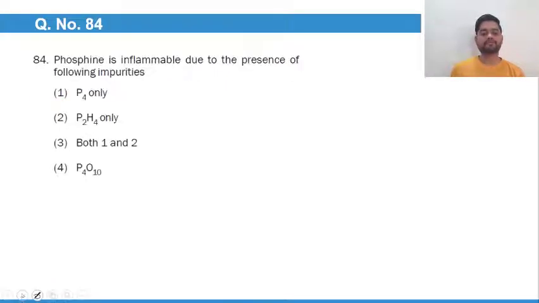Okay, then phosphine is inflammable due to the presence of following impurities. Pure phosphine is not inflammable, but if we add P4 and P2H4, if you add these two, it will become inflammable, and hence the right option will be option number 3. The right answer will be what? Option number 3. You have to add both the stuff. Okay, so that will become flammable.